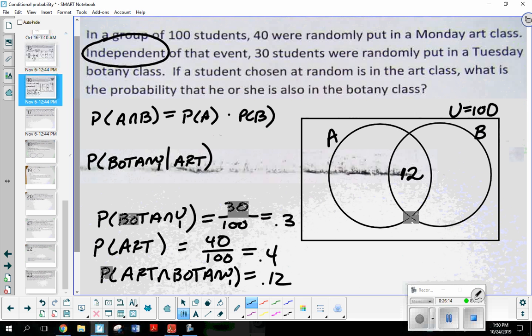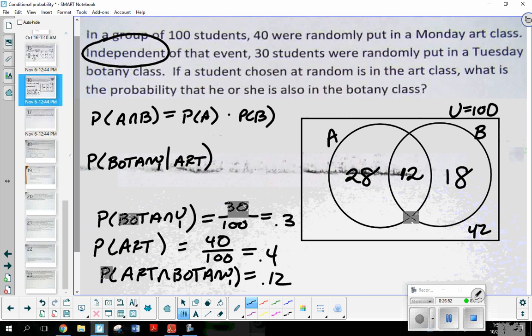Okay, and now we just start to work backwards off that. If I know that there's 40 people who take art, and I've already accounted for 12, how many are left? 28. So 28 would go there. How about the number of people who just take botany? 18. And what is that total? 28 plus 12 plus 18. So that accounts for 58. So that means I still have 42 people who don't take either botany or art. Okay. Is this making sense?